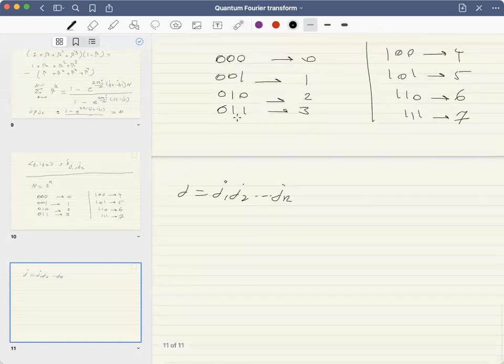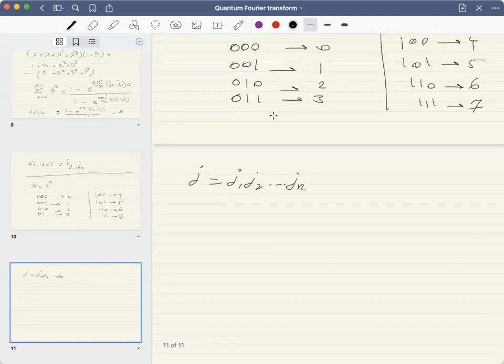Like that, there's this mapping between them. And J, if you think about what it is, J1 times 2 to the n minus 1, plus J2 times 2 to the n minus 2, all the way to Jn times 2 to the power 0.